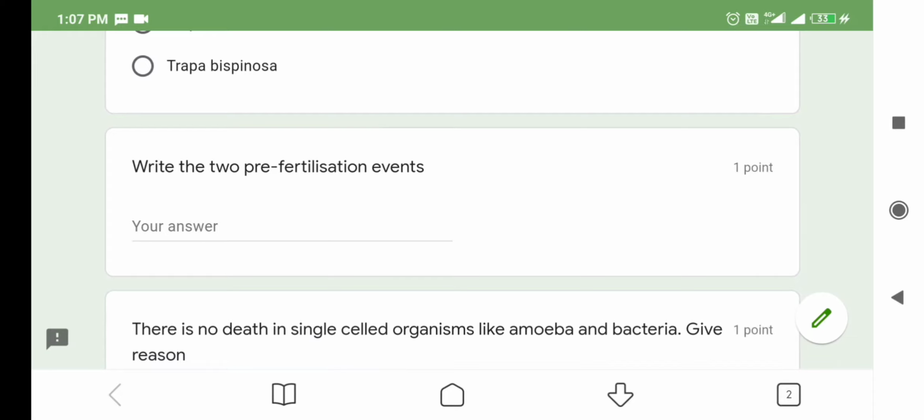What is meant by gametogenesis? Formation of two types of gametes, that is male and female gametes, is known as gametogenesis. It is followed by the transfer of gametes. These two are the pre-fertilization events. So the answer is gametogenesis and gamete transfer.